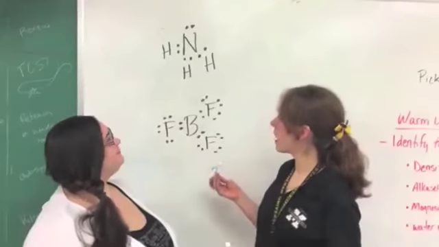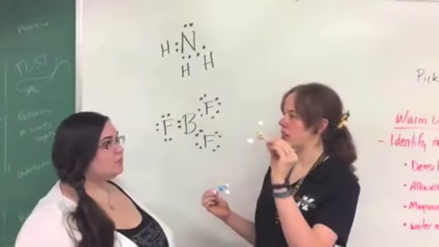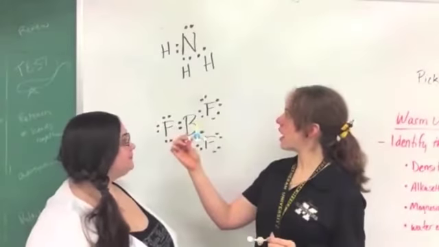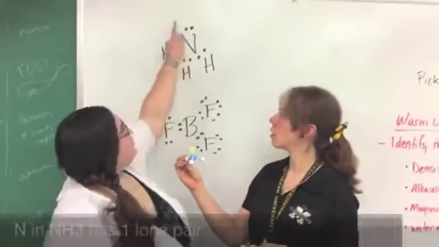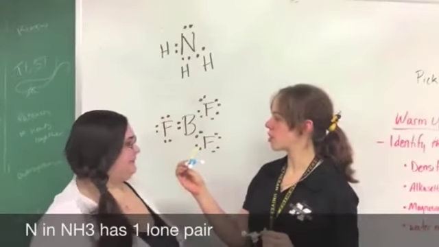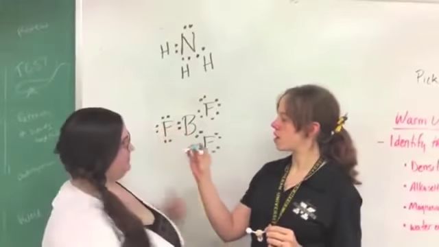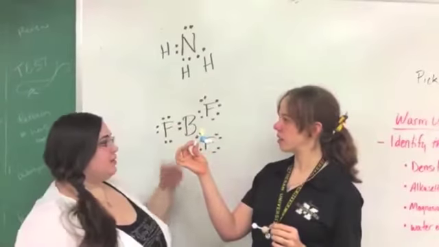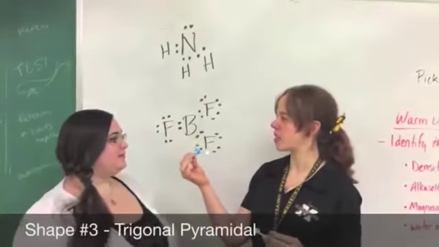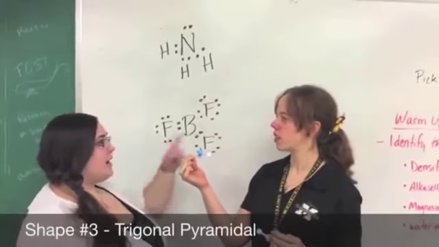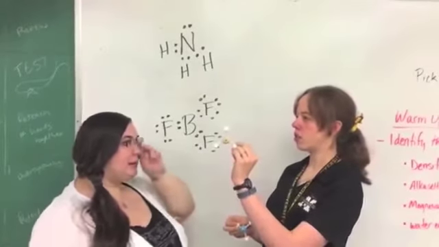So the next one we want to compare is NH3 and BF3. What does NH3 have if we look at our structure? They've got the lone pair. And so what does that do to all of our atoms that are bonded? It pushes them down. And so what kind of shape does this make? It's like a pyramid. It's trigonal pyramidal. What does it mean that it's trigonal? Tri, 3.